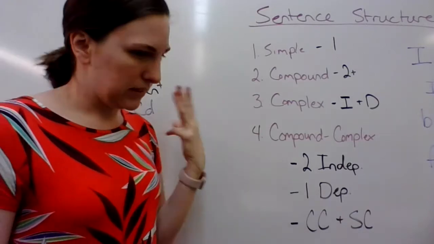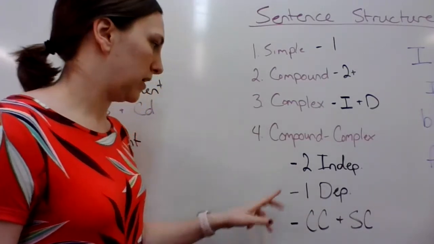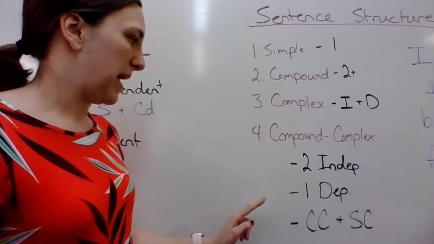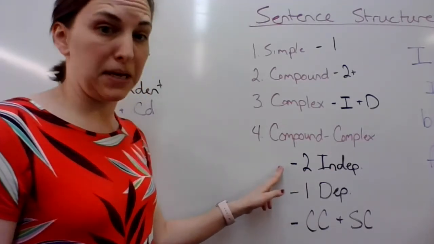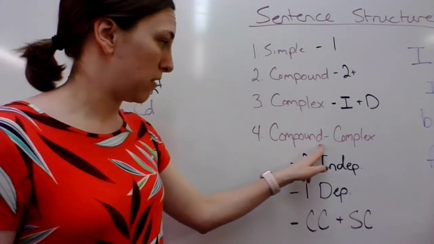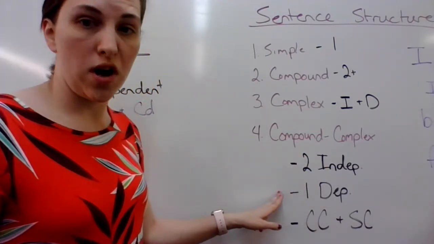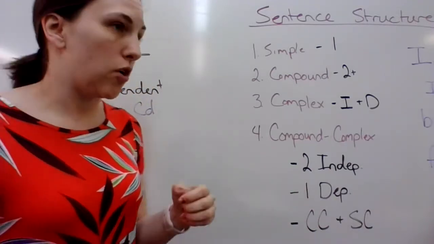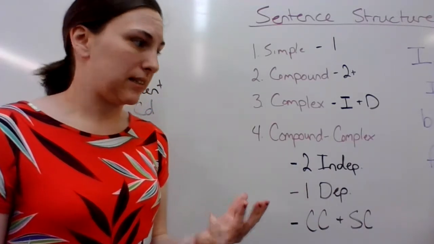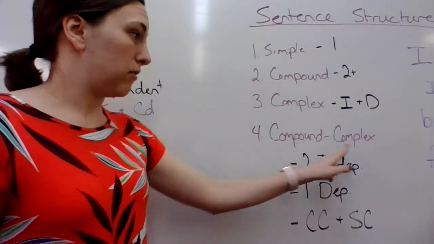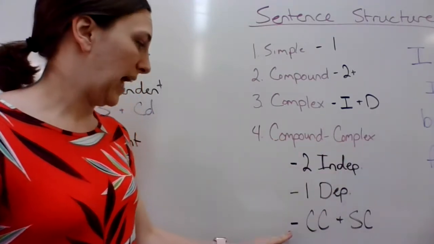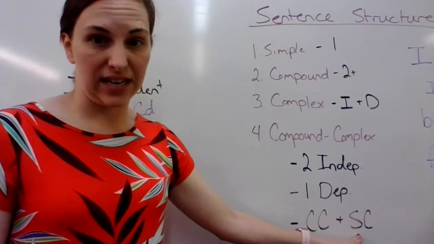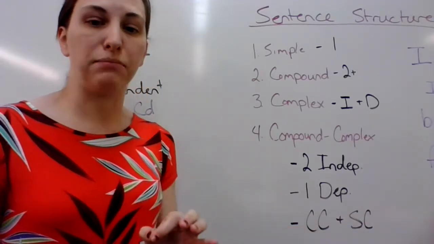Here's a definition. It's in your book as well, but a compound complex sentence is made up of two independent clauses, that's the compound part, and at least one dependent clause, that's the complex part. So how would you be able to find it? A compound complex sentence will have a coordinating conjunction and a subordinating conjunction. It will have both types of conjunctions.